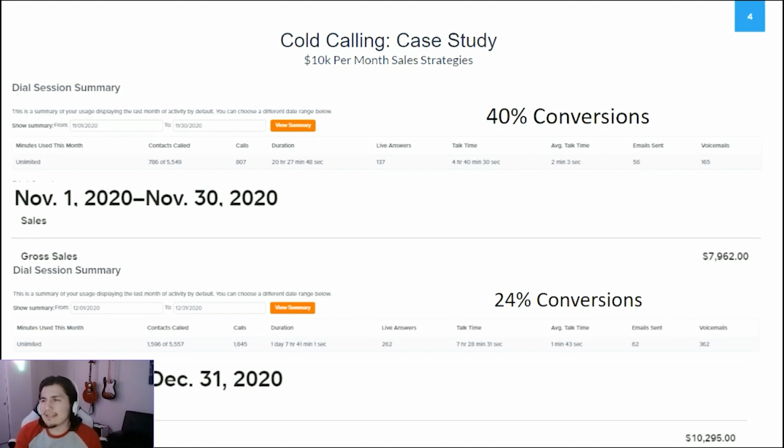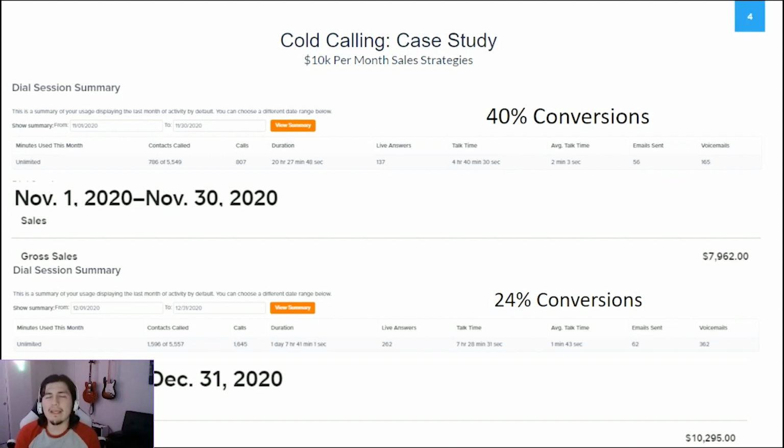Of those, I sent about 56 emails, meaning 40% of the people that I was talking to were actually interested and wanted to see more information. As you can see, throughout this entire month, I spent 20 hours on the phone total, and we generated $7,900 in revenue that month. So pretty good, for not even an hour of work a day.